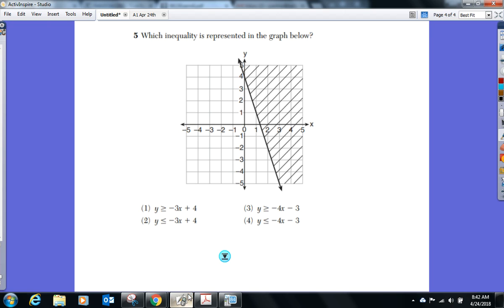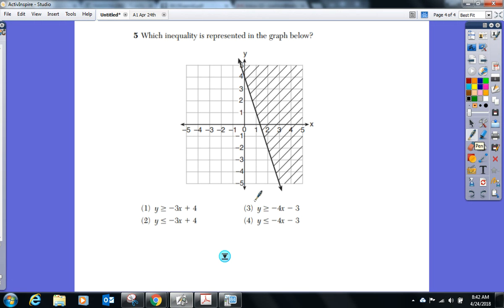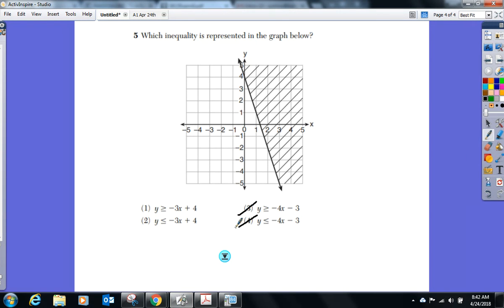In your Regents exam, number 5. First thing is, forget about the inequality symbols. You got to make sure you have the right equation of the graph. Where does this graph cross the y-axis? At 4. So automatically now, if it crosses at 4, I'm getting rid of choices 3 and 4. We can at least get to that point. Everybody good? All right. Now you got a 50-50 shot.